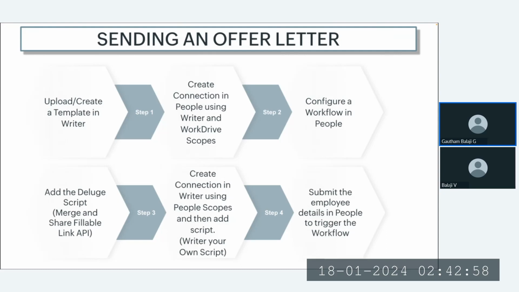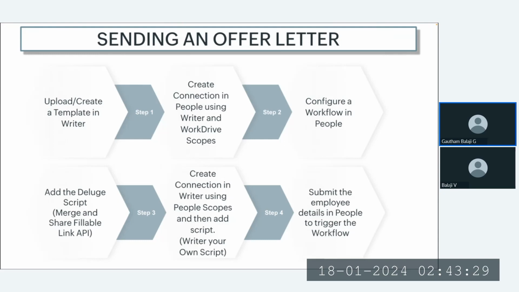In order to perform this, we have used the merge and share fillable link API in this particular Deluge script. Using this API, we'll be able to merge a record and then send the merged document as a fillable template or fillable document. The selected candidate, or your customers or clients, will be able to fill in data into the document. Once the document gets submitted, the submitted document will be added back to the appropriate record.